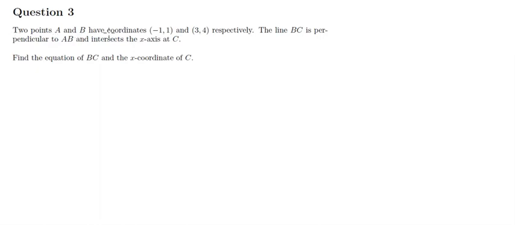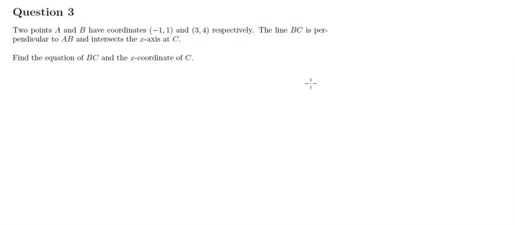So 2 points A and B have coordinates (-1, 1) and (3, 4) respectively. Line BC is perpendicular to AB and intersects the x-axis at C. Find the equation of BC and the x-coordinate of C. So we have 2 points (-1, 1) and (3, 4).